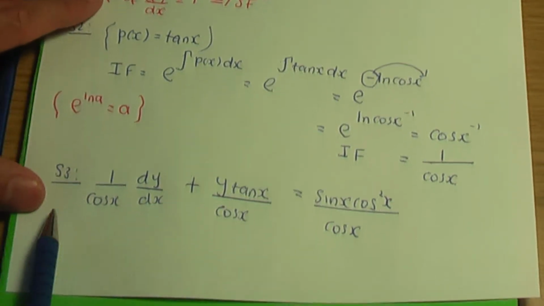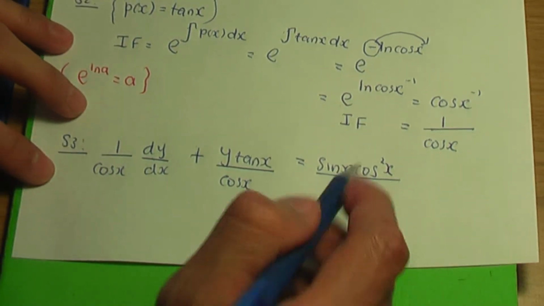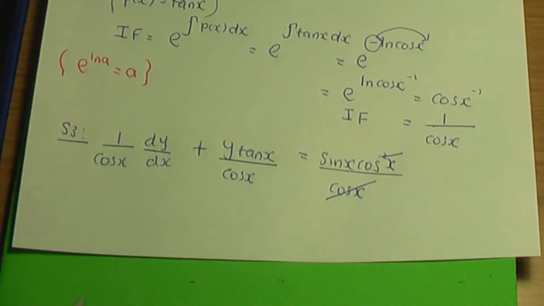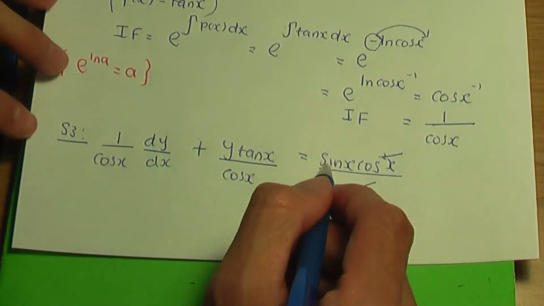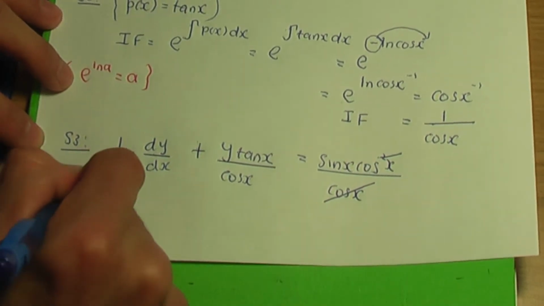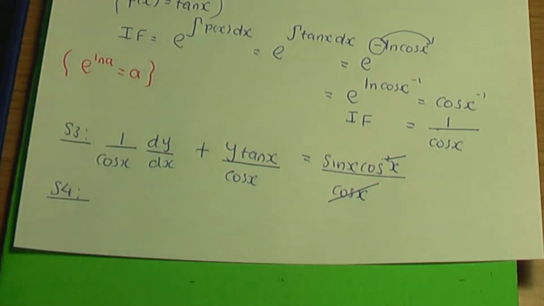Now, I'm not going to tidy up the left hand term. You'll see why when I go to the next step. But for the right hand term, let's tidy this up. Cos x on the bottom will cancel with one of them on the top, leaving me with sin x cos x on the right. So with this in mind, let's go to step number 4, back to the screenshot.